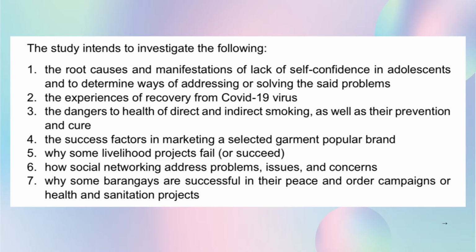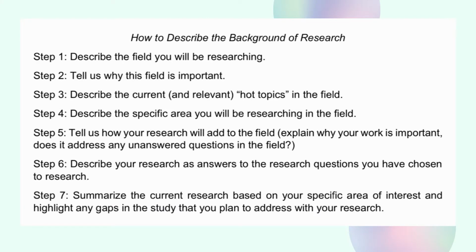It is very easy to write the background of your research. Step 1 is to describe the field you will be researching. Number 2, tell us why this field is important. So you have to explain the importance of your research. Step 3, you have to describe the current and relevant hot topics in the field. Why is it relevant? And what other variables makes it current and hot, new and novel?